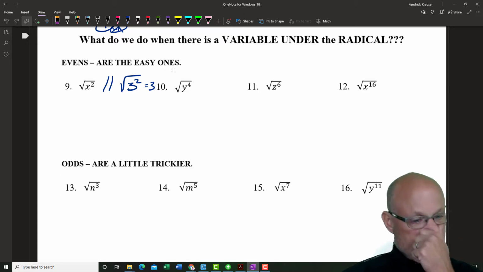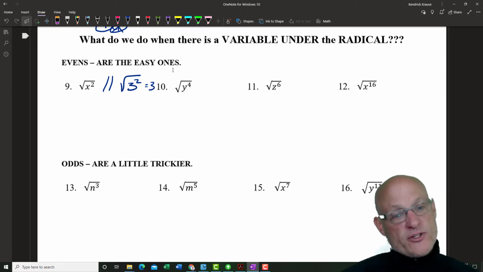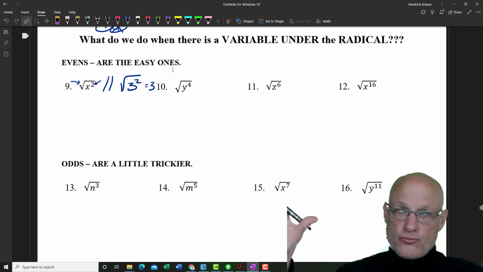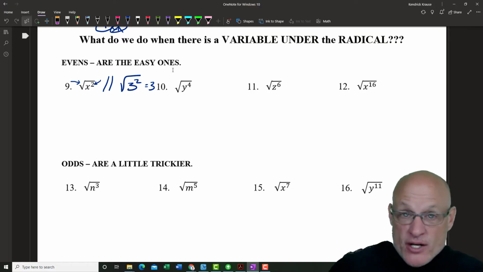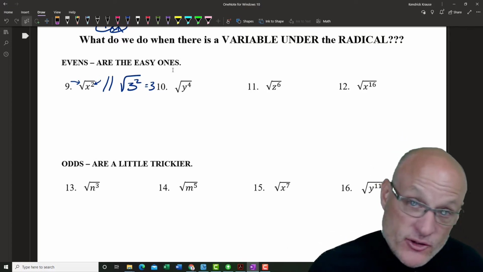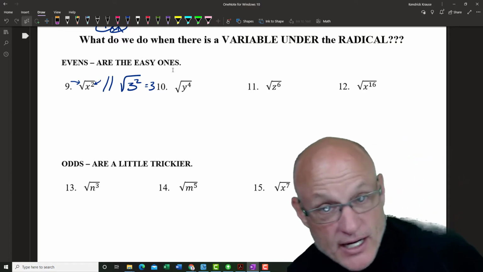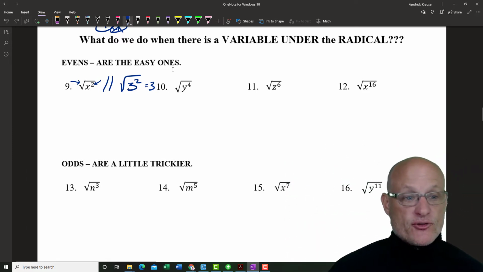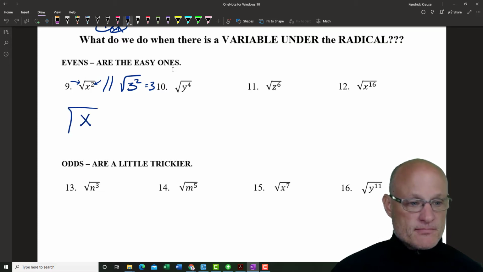So here's what I want you to think about. What you have here is a square root. And what you have here is a square. A square and a square root, they kind of cancel each other out. When we get into some rational exponents, you're going to see why. But a square and a square root, in effect, just cancel each other out. So the square root of x squared is just x.